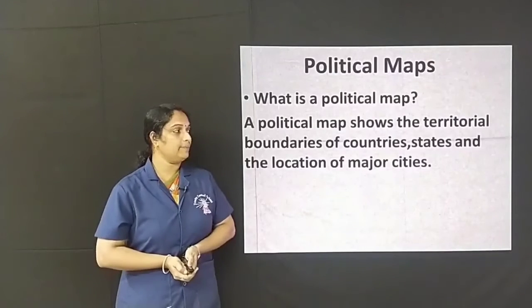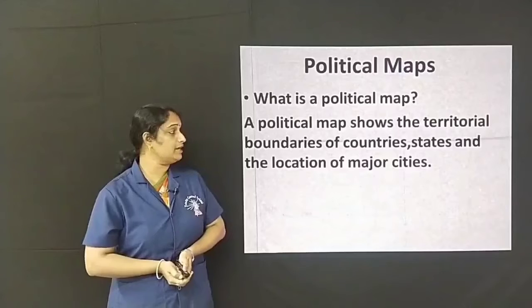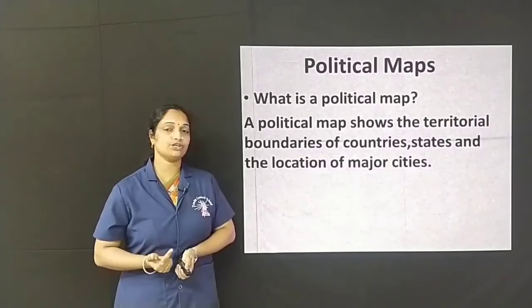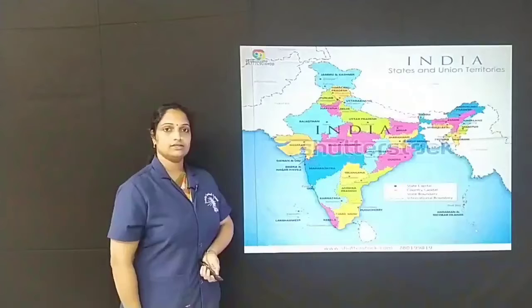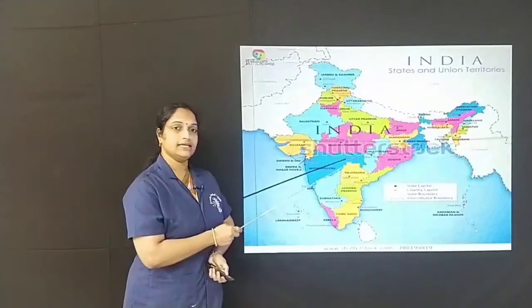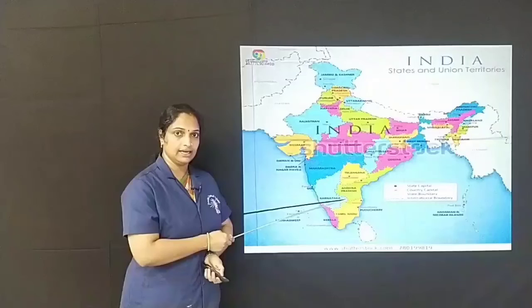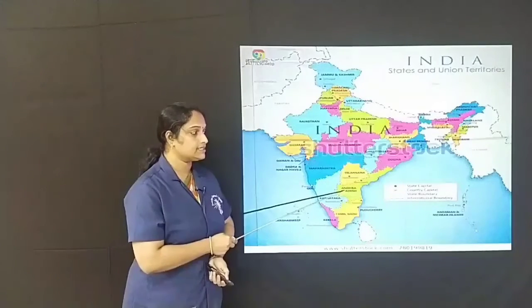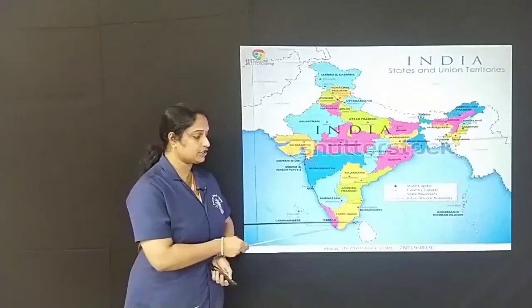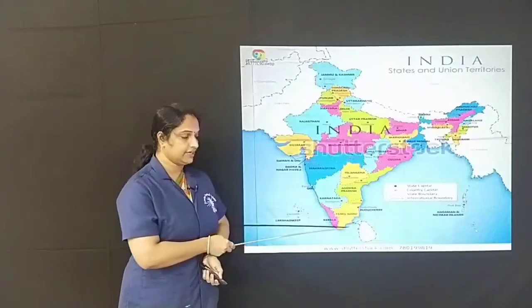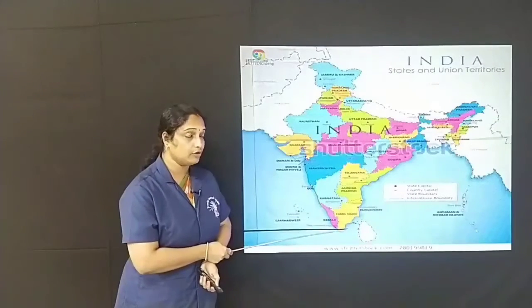A political map shows the territorial boundaries of countries, states and the location of major cities. So this is a political map of India. In this map you can see states, their capitals and 9 union territories. And also we can study state boundaries and international boundaries. For example, Sri Lanka and India. In between we can see international boundaries.